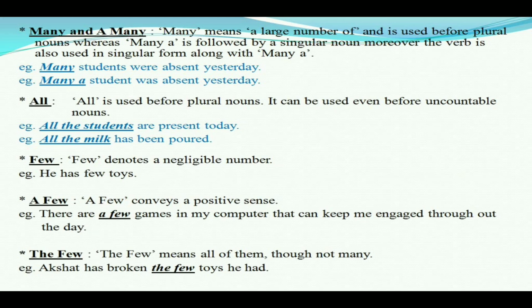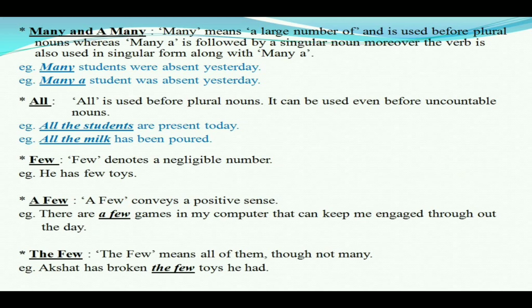Next, all. All is used before plural nouns. It can be used even before uncountable nouns. For an example, all the students are present today. All the milk has been poured. Next is few. Few denotes a negligible number. For example, he has few toys. It means he has hardly any toys, or he has very few toys in negligible number.